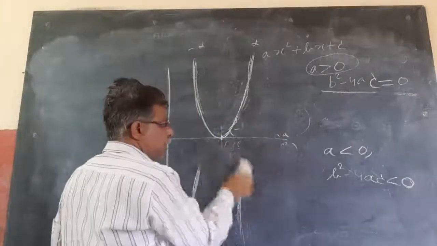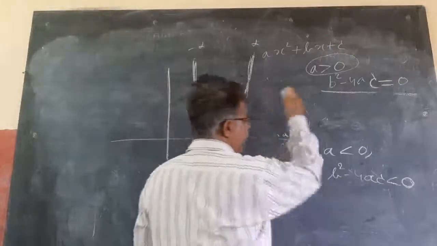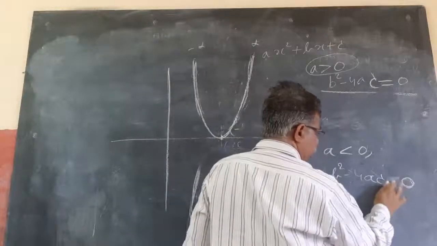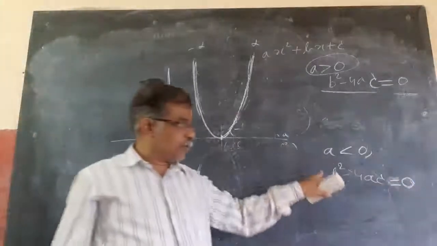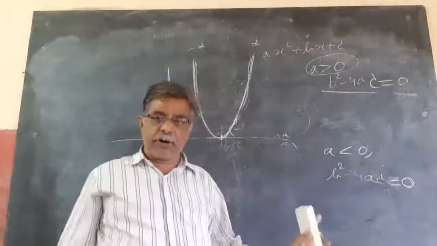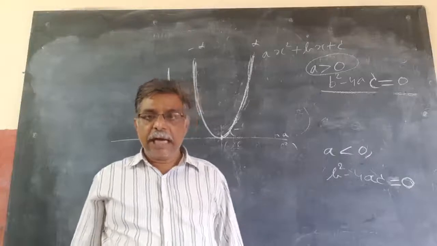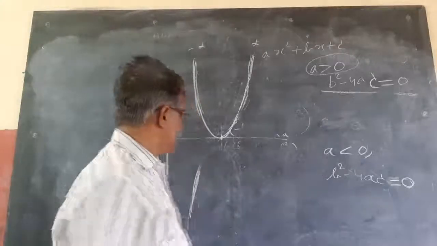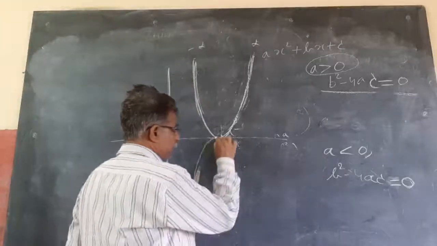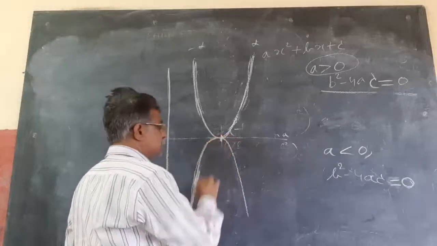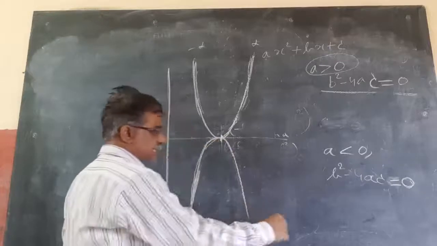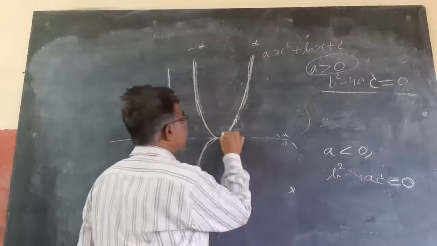Here, if a greater than 0 or a less than 0, with b square minus 4ac equal to 0, f of x and a will have the same sign except x equal to minus b by 2a. At x equal to minus b by 2a, the y value is 0. So this is the graph of this, because it is touching the x-axis at x equal to minus b by 2a.